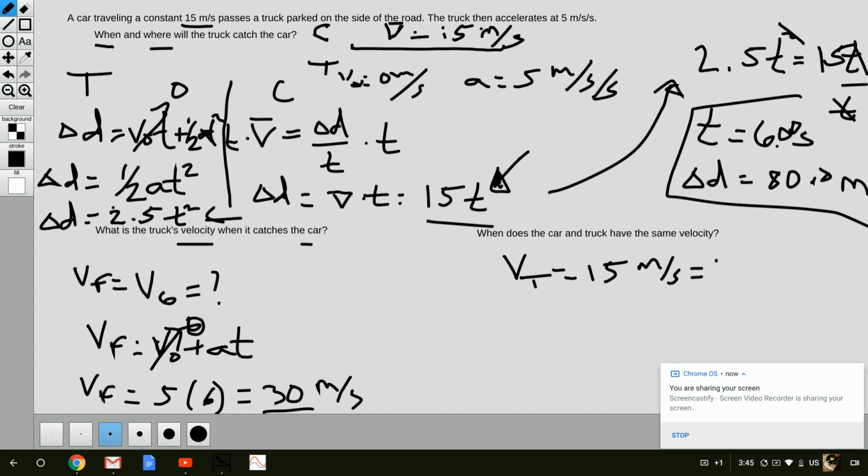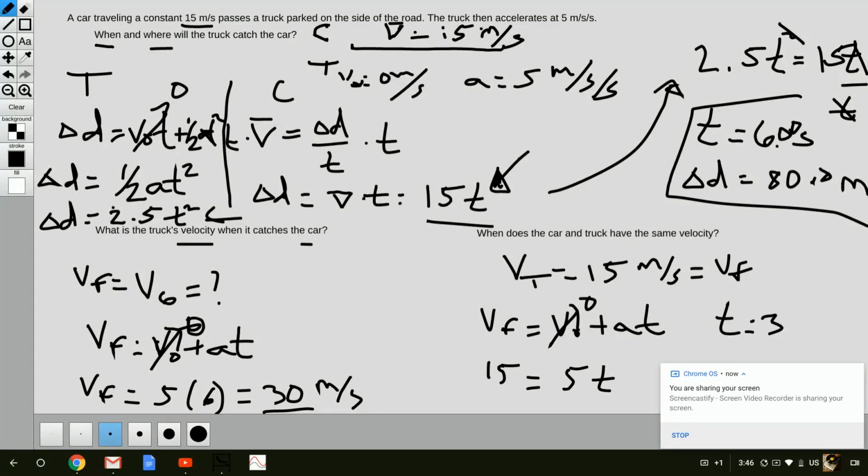So this would be like our V final. So this would be VF equals V naught plus AT. All right, again, V naught is nothing, so it goes away. And so this is 15 equals the acceleration, which is 5, times T. We can do that math, T equals 3 seconds.